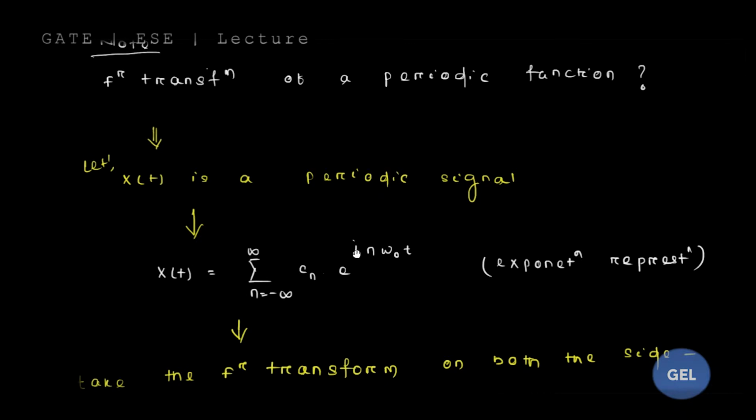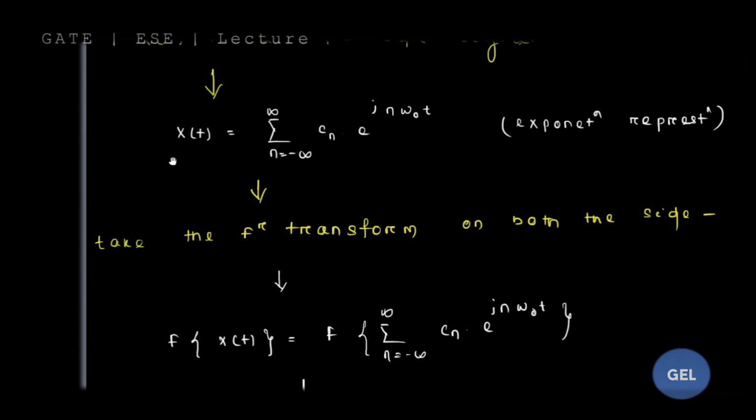The exponential form is quite an easy form through which we are going to find the Fourier transform of this signal. It is the easiest way to do this. Now we took the exponential representation of this periodic signal x of t, and we take the Fourier transform on both sides.